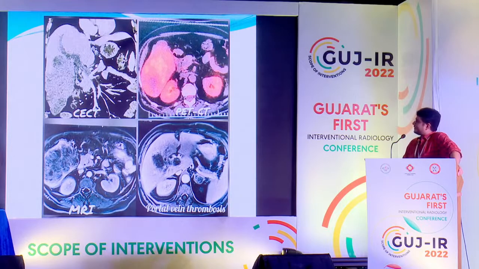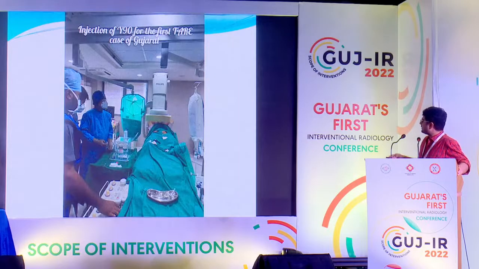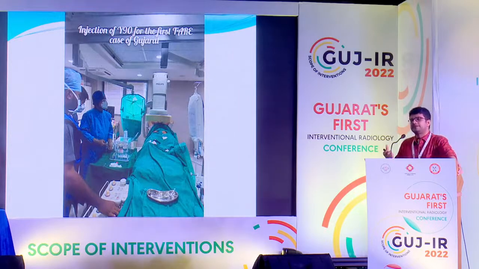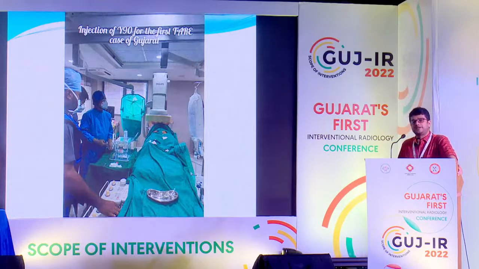So you can see the portal vein thrombosis and the large HCC, more than 13 centimeters in size. This is a right hepatic artery angiogram and a super selective angiogram into the tumor. And this is the TARE kit where the radioactive yttrium comes in, and we inject it super selectively into the tumor feeding artery. So this was the first case we did of Y90 injection into the tumor.